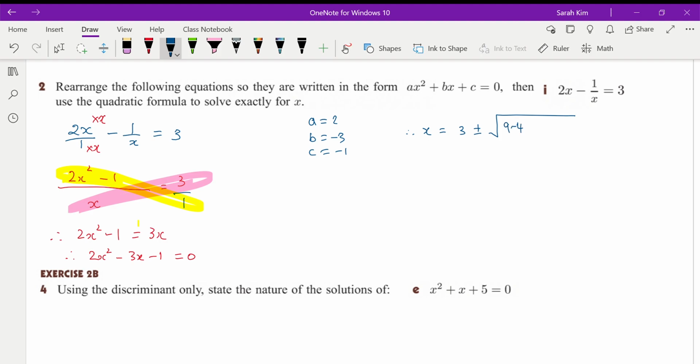9 take 4, 2, minus 1, 2 bracket 2, so 3 plus or minus 9 plus 8 divided by 4, so 3 plus or minus 17 divided by 4.